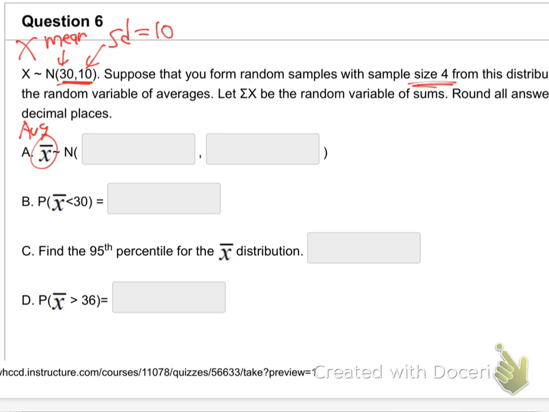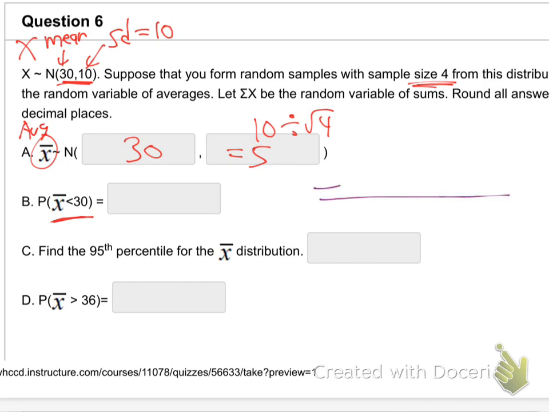So then the mean's going to be the same. The standard deviation is going to be 10 divided by the square root of 4, which I can do in my head. That comes out 5. Right? Square root of 4 is 2. 10 divided by 2 is 5. Now they're saying, what's the probability that x bar is less than 30?